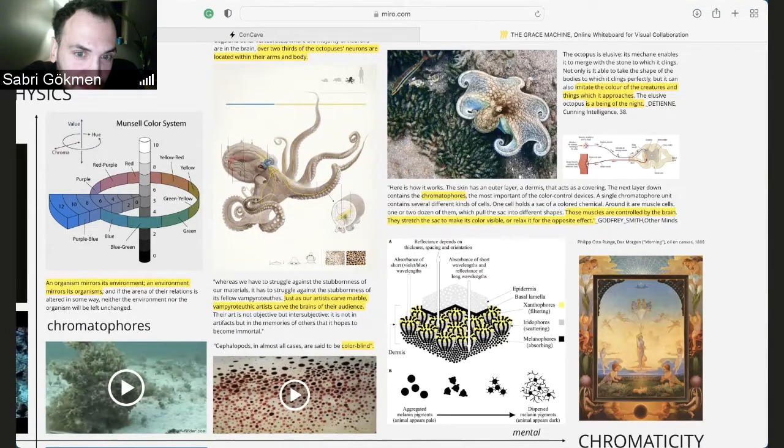And when I investigated more about its nervous system, what is also surprising is that 2/3 of its neurons are located on its arms and the body. I mean, compared to us, we have most of our consciousness in our heads.